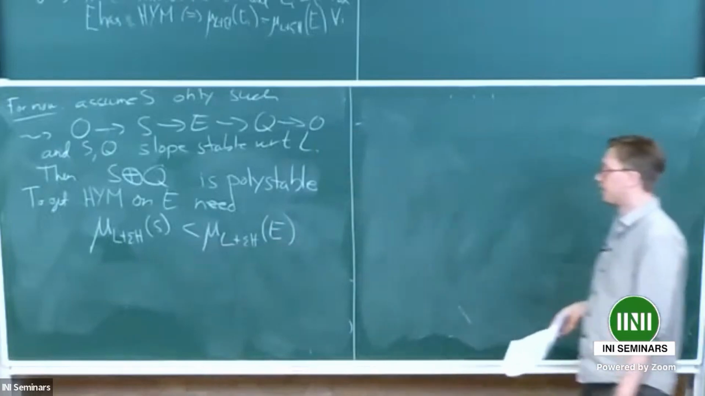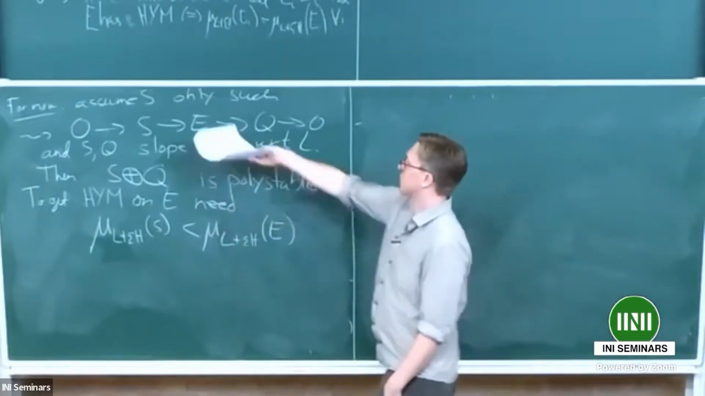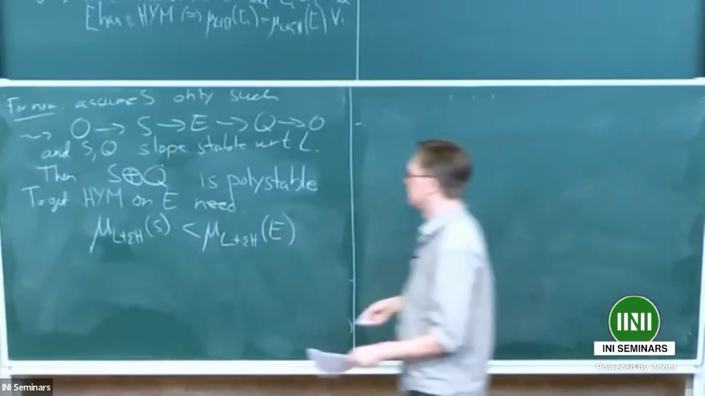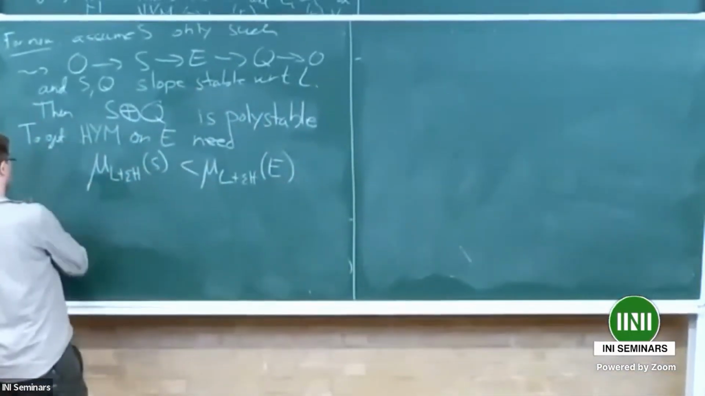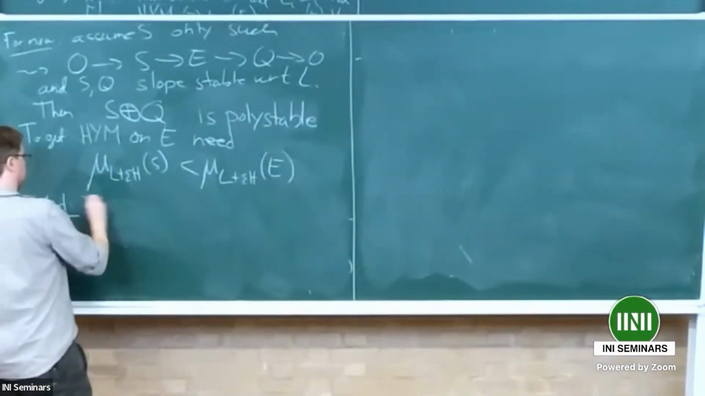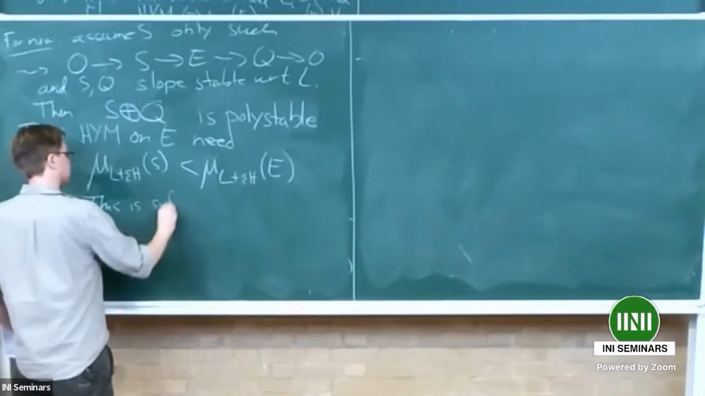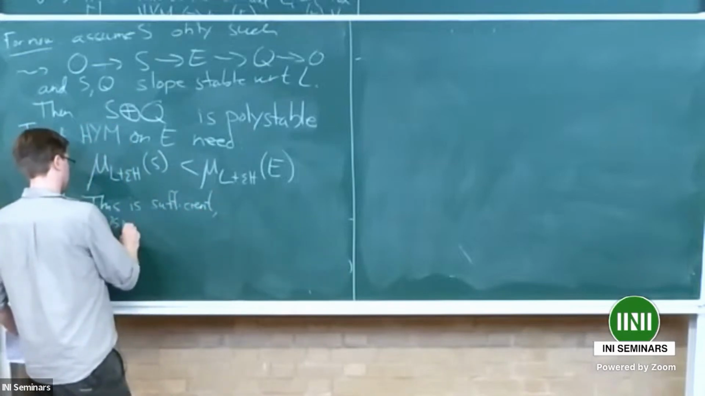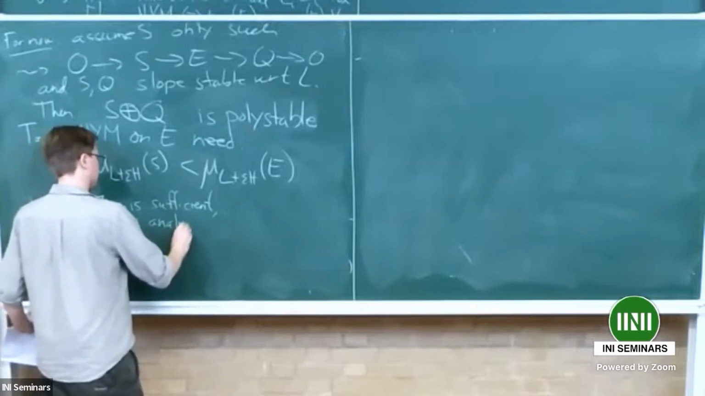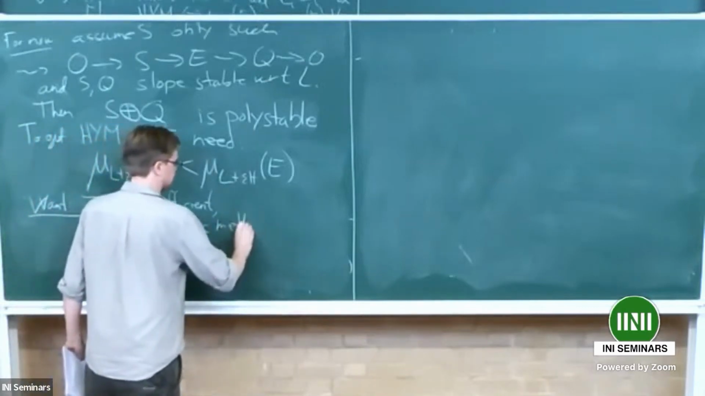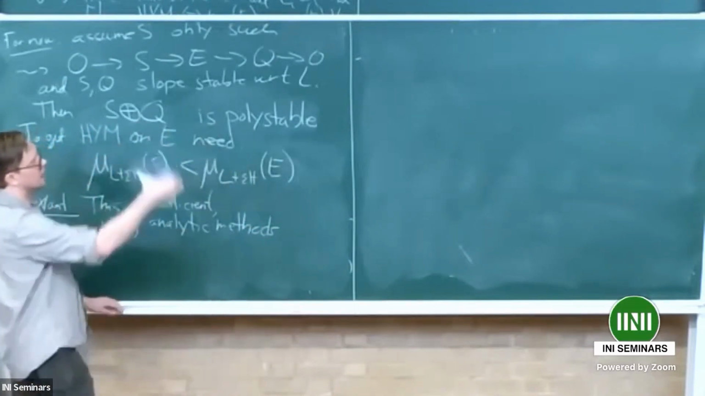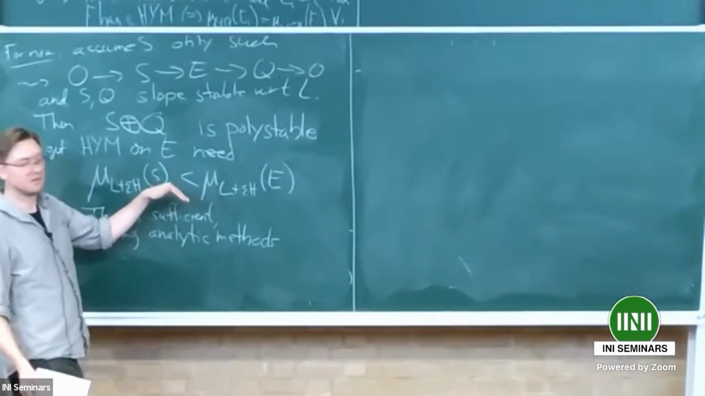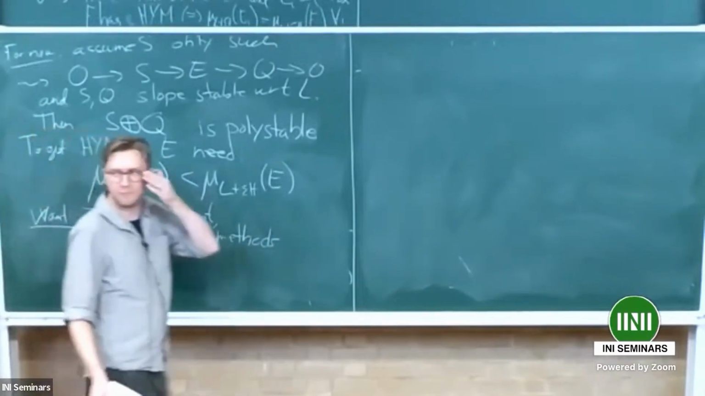Okay, so we want to say that under this condition, we can solve the Hermitian-Yang-Mills equation on E. So we want to show that this is sufficient analytically, and we're going to use analytic methods, the same style of argument as we did in the previous cases, but now complicated because it's not always the case that we're going to be able to solve it. We need this condition to come up somewhere.